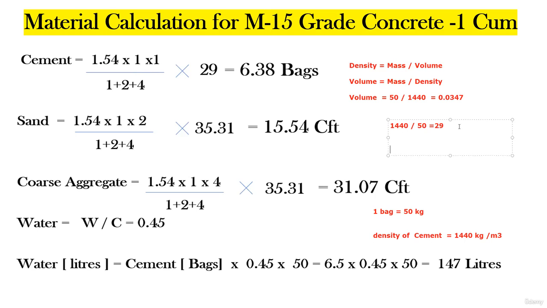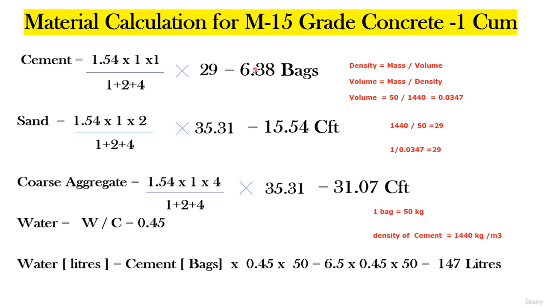Even if you do 1 divided by 0.0347, in that case also you'll get the same answer. Here also you'll get 28.8, which I'll consider to be 29. Okay, you're getting my point. Some people, whatever answer they get, they multiply it by 29. Few people divide it by 0.0347. But at the end of the day, you're going to get the same answer.